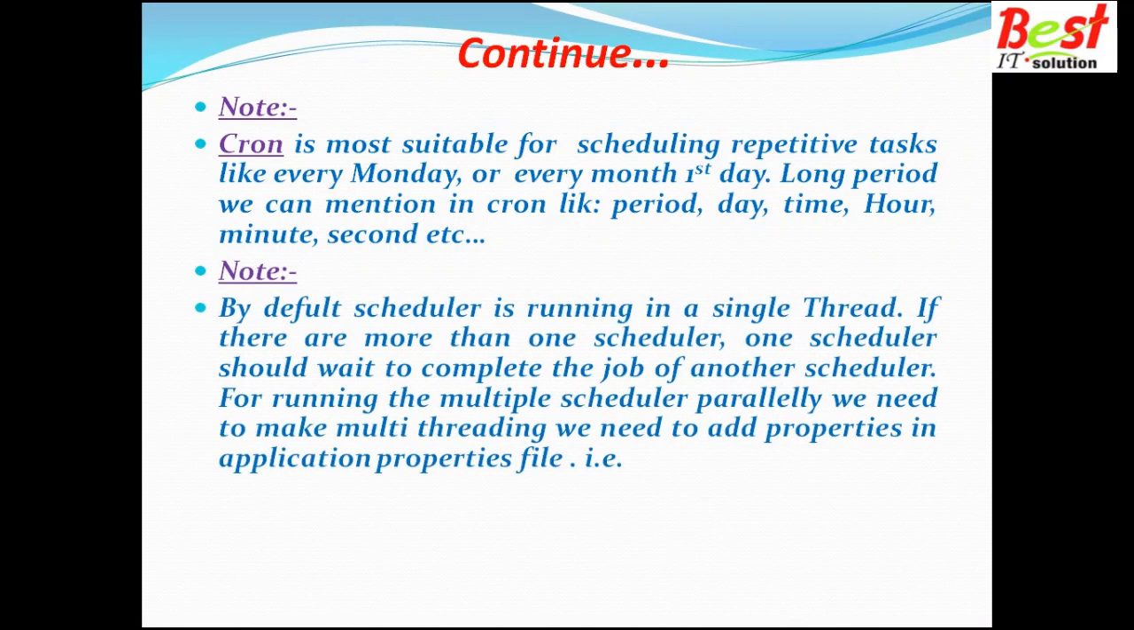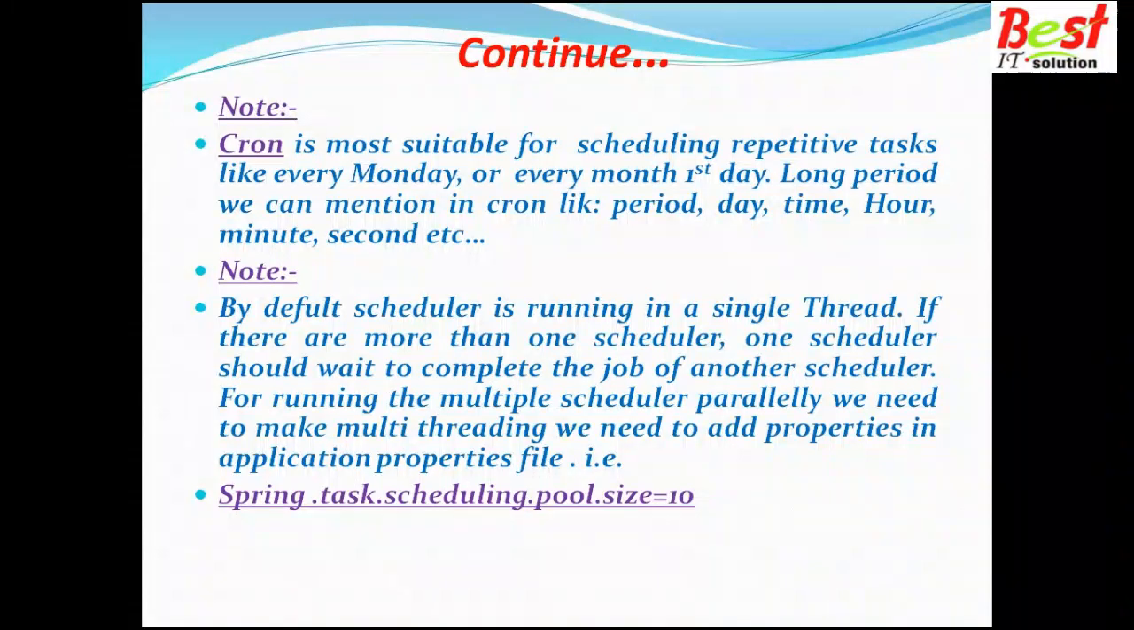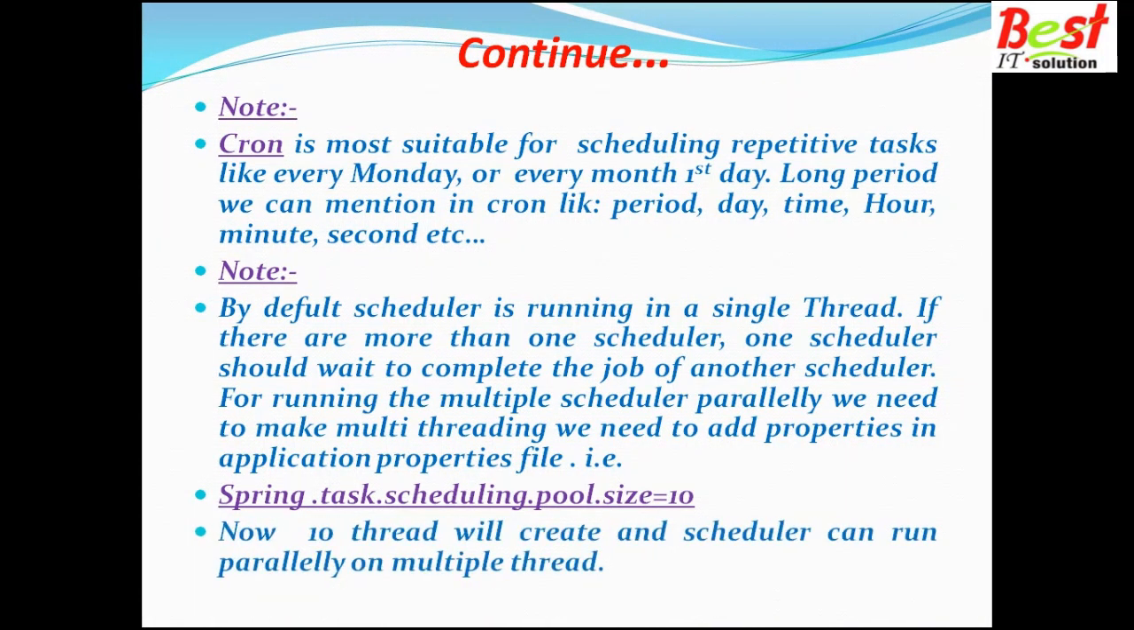By default, the scheduler runs in a single thread. If there is more than one scheduler, one should wait to complete the job of another. To run multiple schedulers in parallel, we need to enable multi-threading by adding a property in the application.properties file: spring.task.scheduling.pool.size equal to some value. Here we have mentioned 10, which means 10 threads will be created and schedulers can run in parallel on multiple threads.